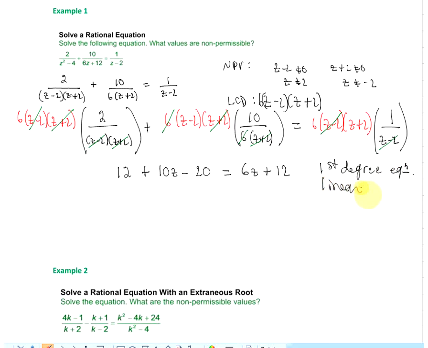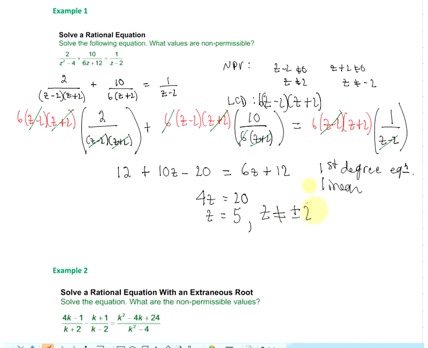Okay, so we don't have to worry about factoring or anything, so we're just going to bring all of our z's over to the left and our constants over to the right. And so we're going to move the 6z over. 10z minus 6z is 4z. On the left we have 12 minus 20, which is negative 8, and we're going to bring the negative 8 over to the right and add it to the 12. So we're going to have a negative 8 turn to a positive 8 once it's on the other side. So we get 12 plus 8 is 20, divide by 4, and we get that z is equal to 5, where z cannot be equal to plus and minus 2.